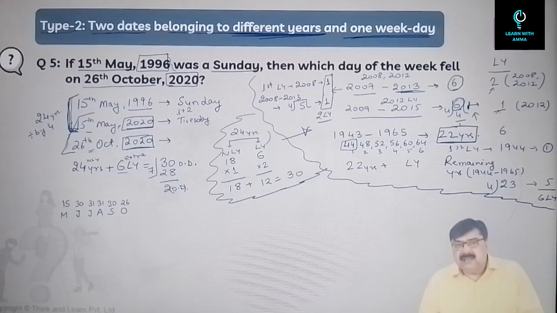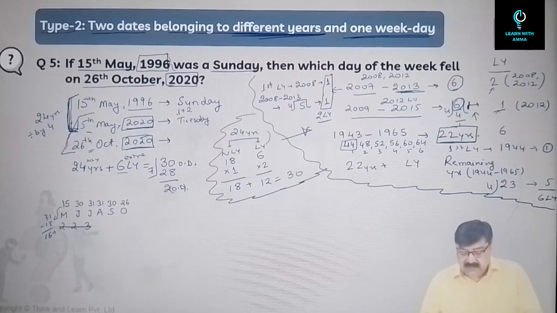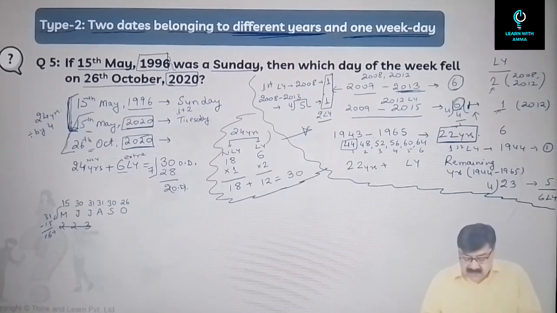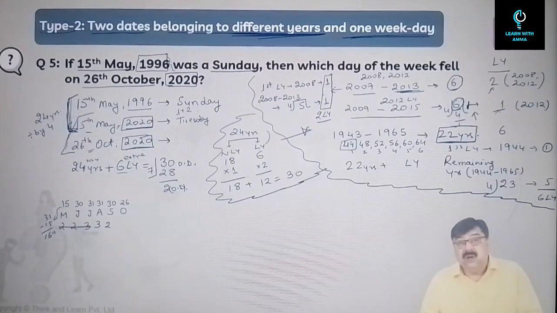So May is a month which has 31 days in it. So first 15 days gone, 16 days left, which means 2 odd days. June, 2 odd days. July, 3 odd days. 2 plus 2 plus 3 is 7. Removed. August, 3 odd days. September, 2 odd days. October, 26 minus 21, we should get 5. So 5 odd days till October 26th.